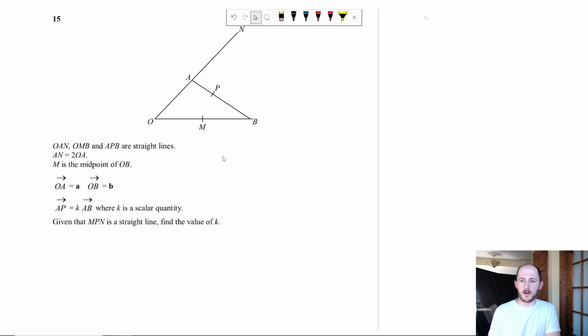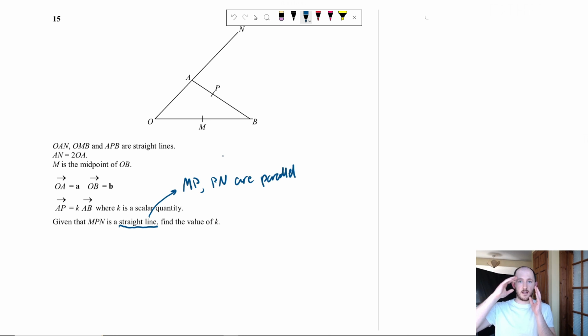But the key thing to remember is the straight line bit means the separate pieces are parallel. Okay? So if 3 points lie on a straight line, then MP and PN are parallel to each other. And what does it mean when two vectors are parallel? Well, it means that MP is equal to a scale multiple of PN.